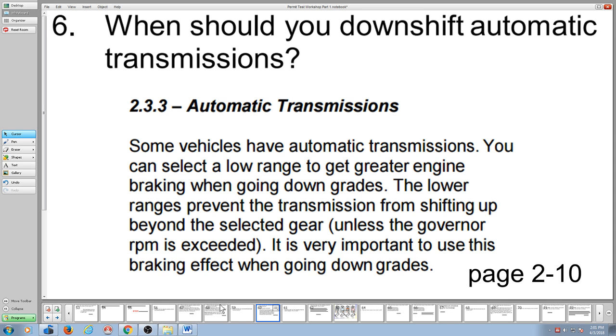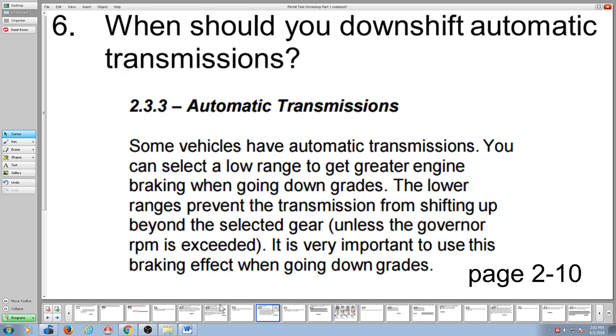Downhill. Some vehicles have automatic transmissions. You can select a lower range to get a greater engine braking when going down grades. The lower ranges prevent the transmission from shifting up beyond the selected gear unless the governor RPM is exceeded. It is important to use this braking effect when going down grades.